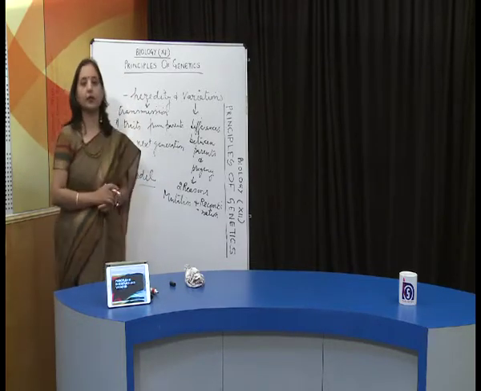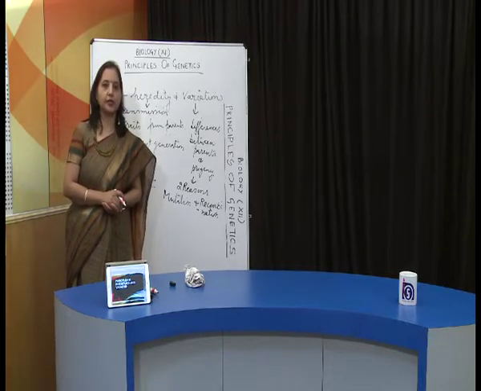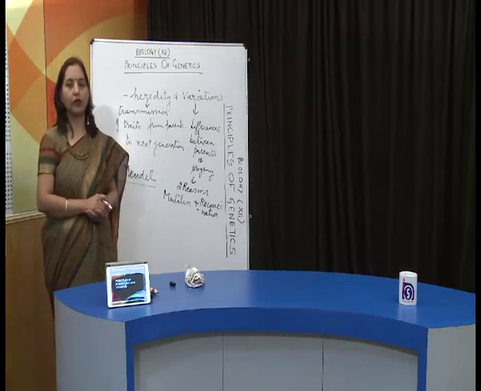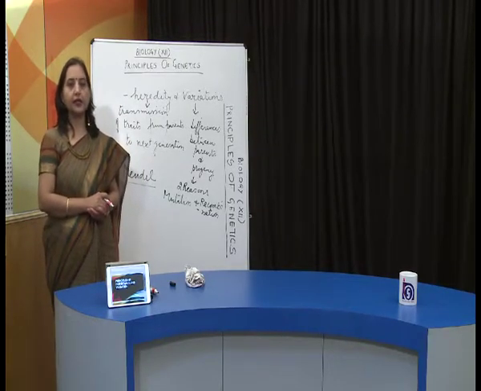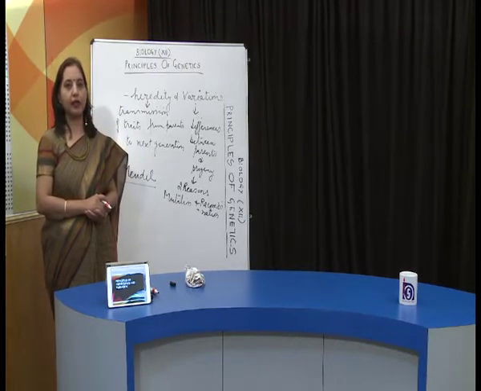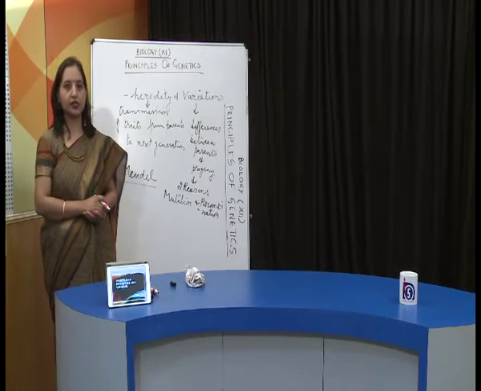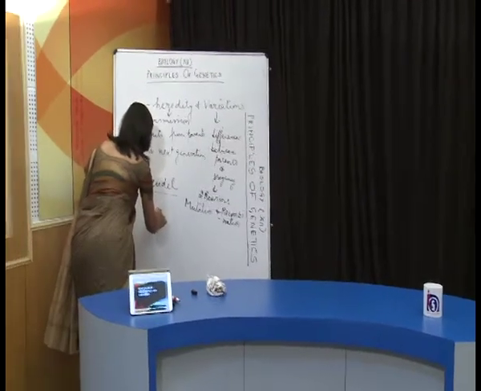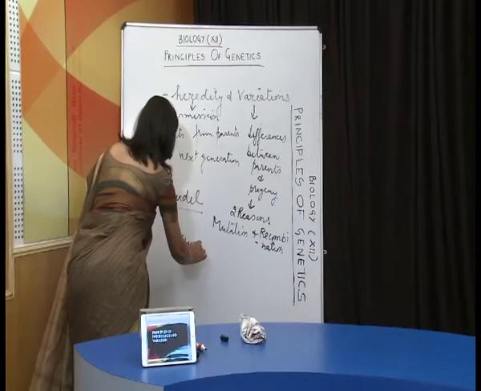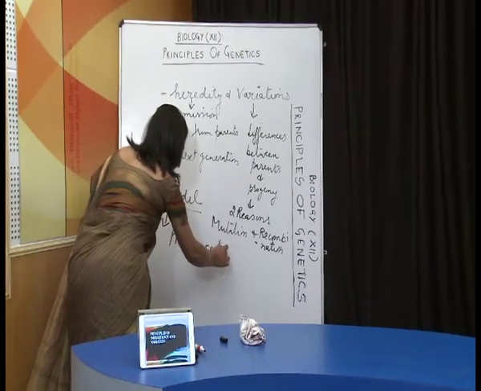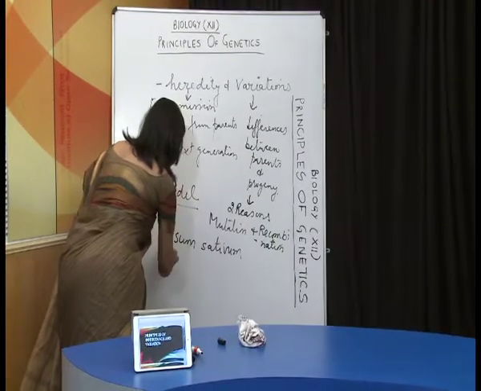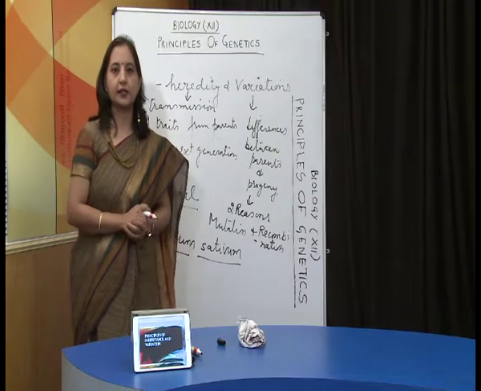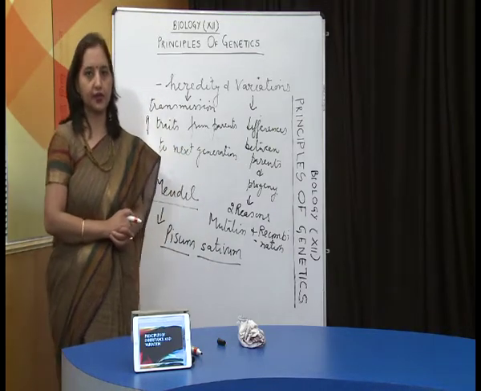Gregor John Mendel is called as the father of genetics because he was the first one to talk about the laws of inheritance, and his laws are still known as the Mendel's laws of inheritance and they are still valid. He worked on a plant called as garden pea, scientifically called as Pisum sativum.